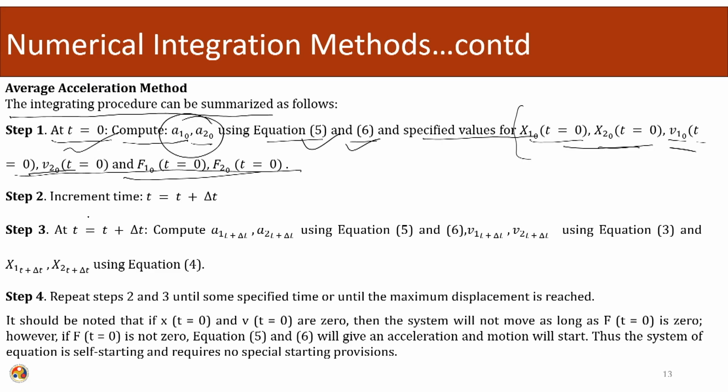After that we are marching in time. So, we know the values of a1 naught and a2 naught at time t equals 0.